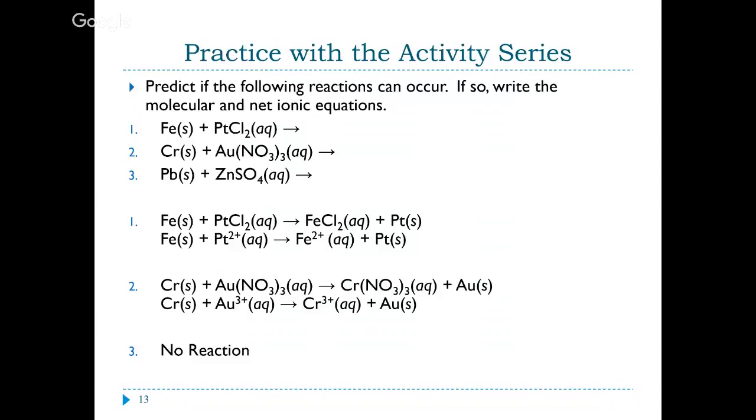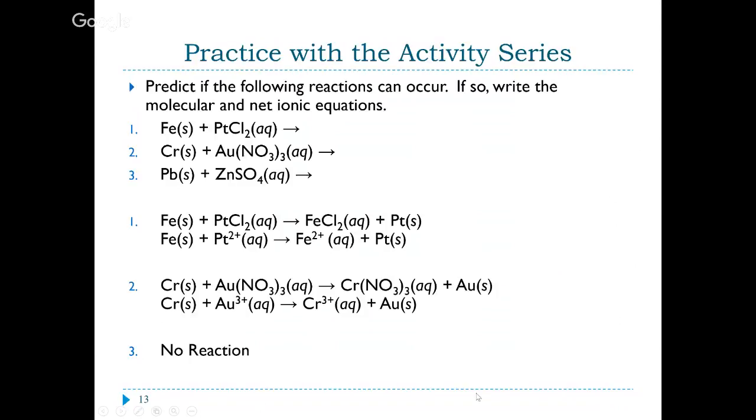So how can we apply this? Predict if the following reactions can occur. If so, write the molecular and net ionic equations. So what we're looking at here is iron. It would be oxidized because it's starting as an element. It would be forming the iron 2 ion. Here, platinum is a +2, so platinum is going to be reduced. So platinum 2+ to platinum solid. Can that happen? You look at your table, the activity series, and you see that yes, platinum is below iron. If we flip platinum's equation, we see that it has the power to oxidize iron.